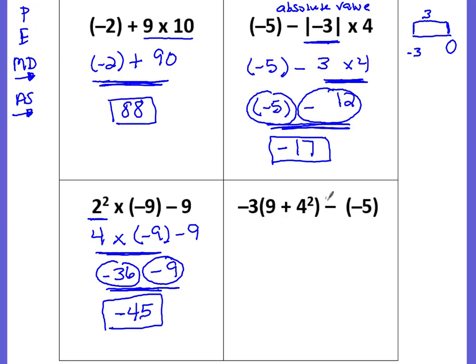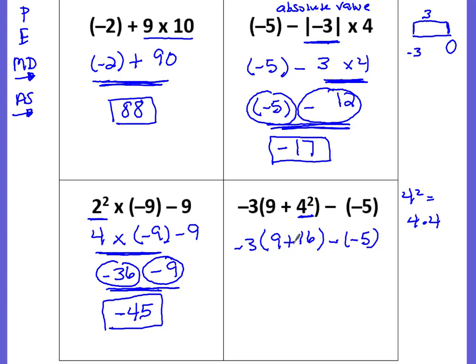And it says to do the exponent first. So remember, 4 squared is not 4 times 2. It's 4 repeated 2 times. 4 times 4 is 16. So I'm going to replace the 4 squared with 16. I'm going to bring down everything else. -3 parentheses 9 plus, close my parentheses, there's the 16, minus -5.